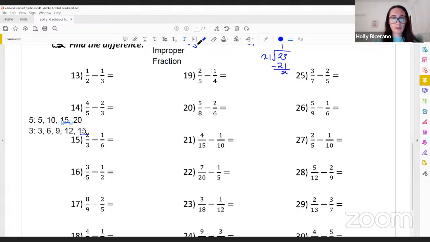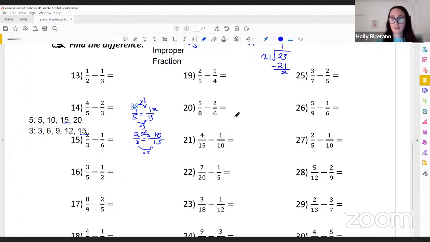And then we'll rewrite each fraction. So 4 over 5 equals blank over 15. We multiply the 5 by 3. So we multiply the 4 by 3 as well. And that gives us 12 over 15. Let's do the 2/3. Okay, we have to multiply 3 by 5 to get 15, right? So we'll also multiply the 2 by 5, and that gives us 10 over 15.